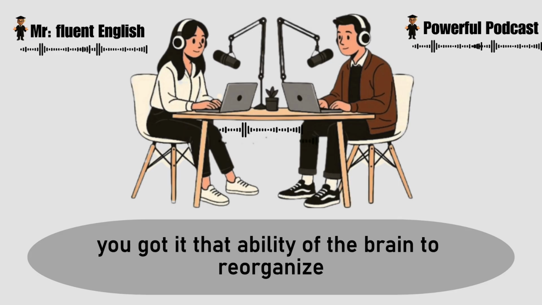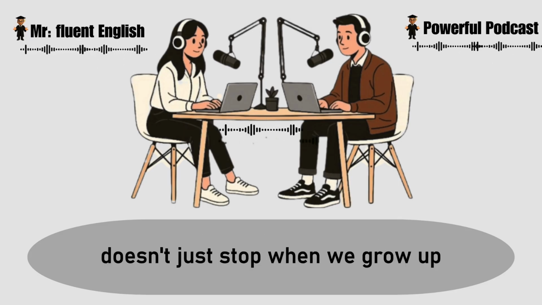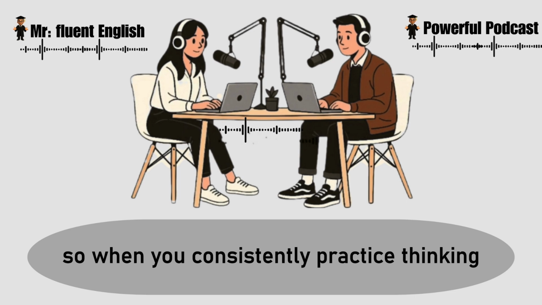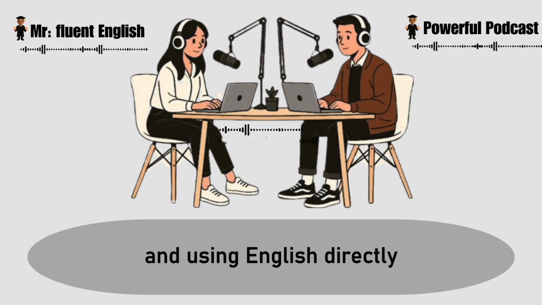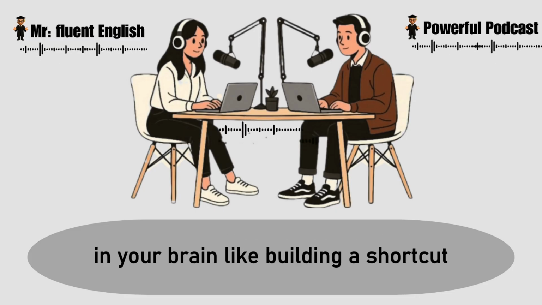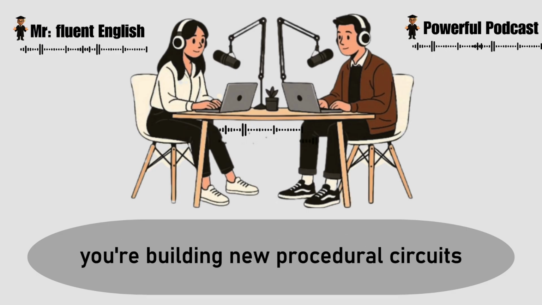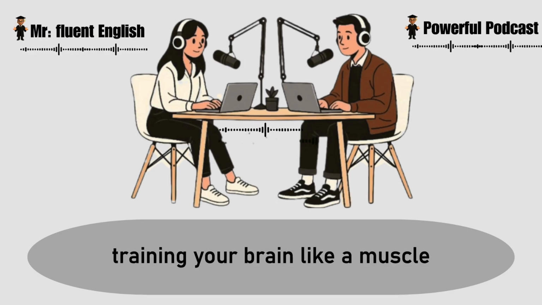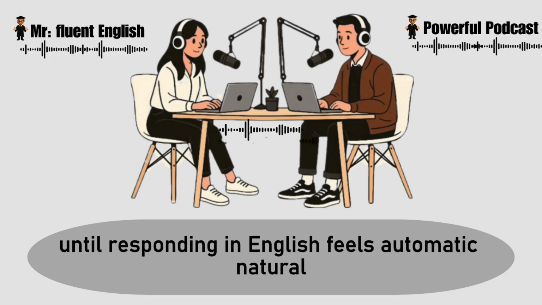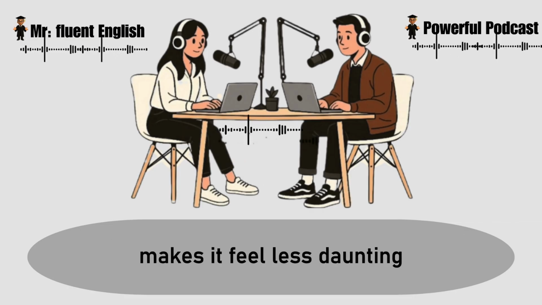That ability of the brain to reorganize, to create new pathways, doesn't just stop when we grow up. So when you consistently practice thinking and using English directly, you are literally paving new English highways in your brain. Like building a shortcut so you don't have to take the old slow translation route. That's a perfect analogy. You're building new procedural circuits, training your brain like a muscle until responding in English feels automatic, natural. That's really empowering. Knowing it's neurologically possible makes it feel less daunting.